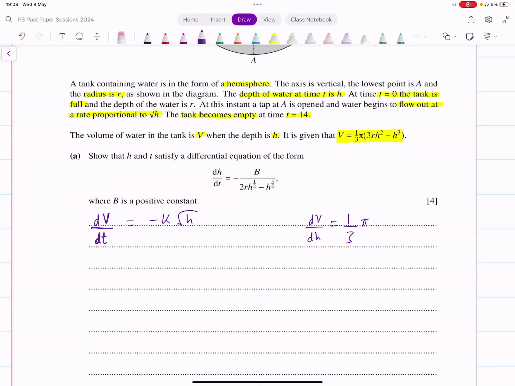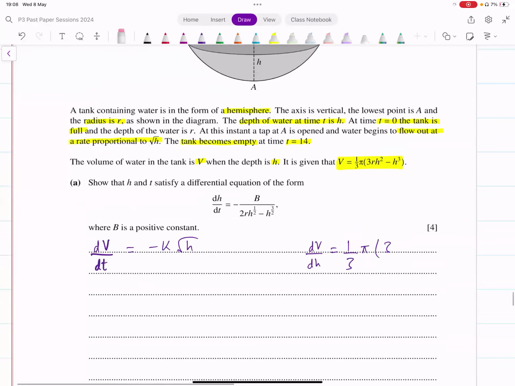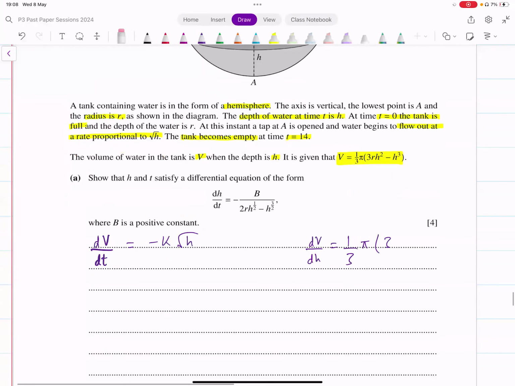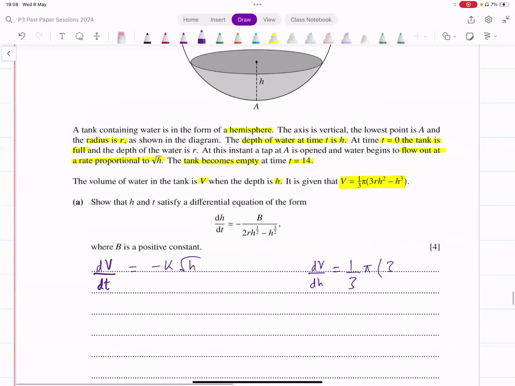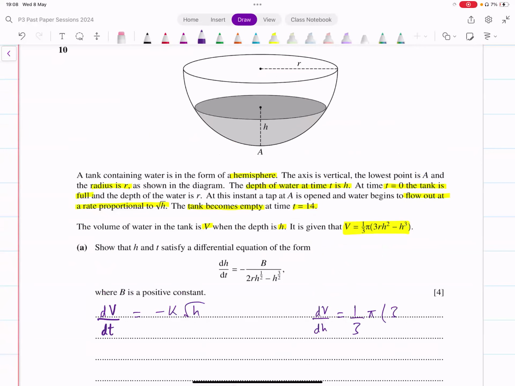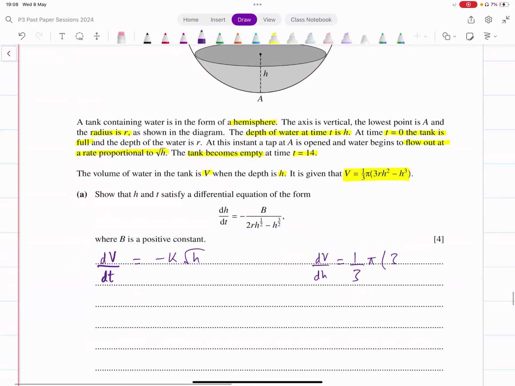Okay. 1/3 pi into (3rh² − h³). What's the derivative of this? Now, what's the radius? Think about it. The radius of this hemisphere is also fixed; it's not changing. So 3r is also a constant, and it remains as it is. What's the derivative of h²? 2 times h. This is what we get, minus the derivative of h³, that will be 3h².